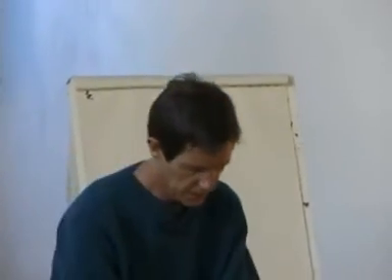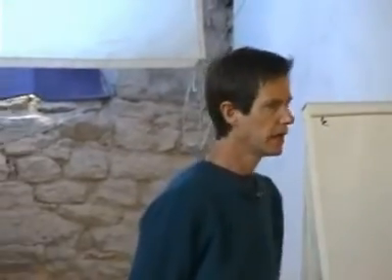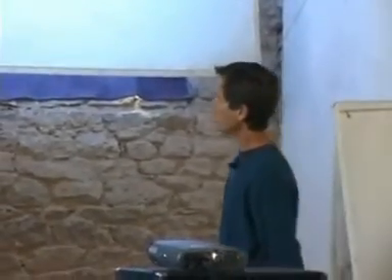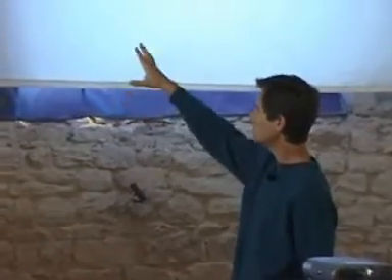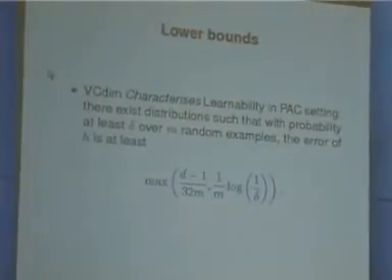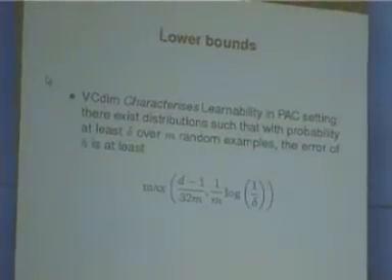and it's very nice in the sense that it characterizes learning, in that there are lower bounds. Again, I'm not going to go into the proofs of these, but there are lower bounds that say that given a class of VC dimension D, there exist distributions such that with probability at least delta over m random examples, the error of H is at least this quantity. So it's a sort of inverse, in the sense that it says there are cases in which you can do roughly as badly.